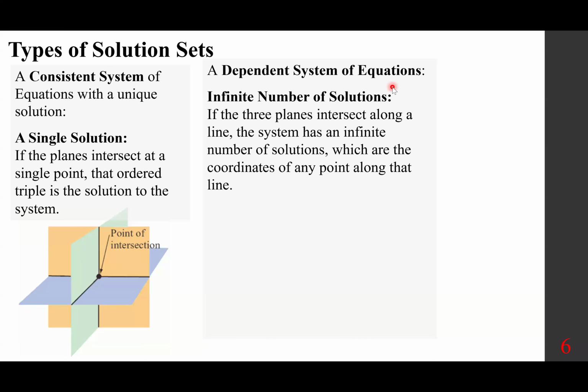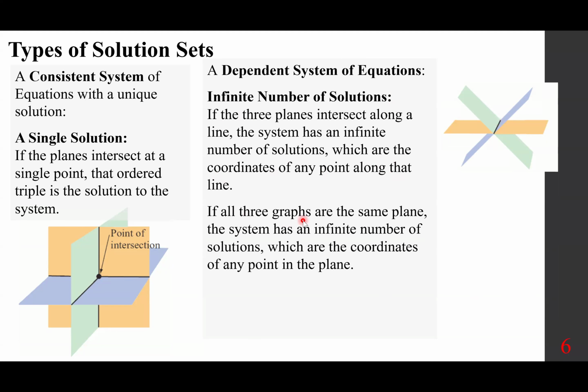A dependent system of equations, infinite number of solutions. If the three planes intersect along a line, the system has an infinite number of solutions, which are the coordinates of any point along the line. So it has this line in common and therefore infinitely many solutions.